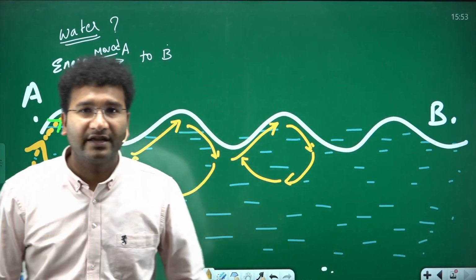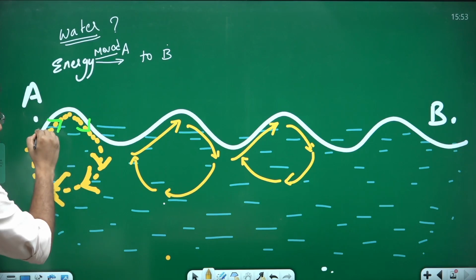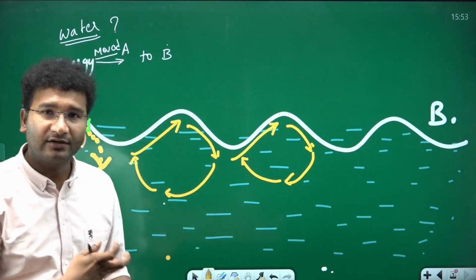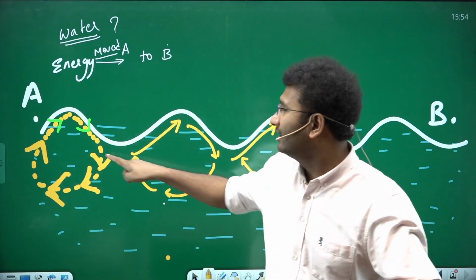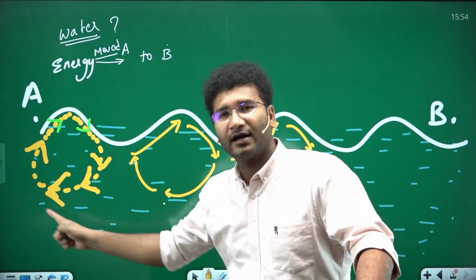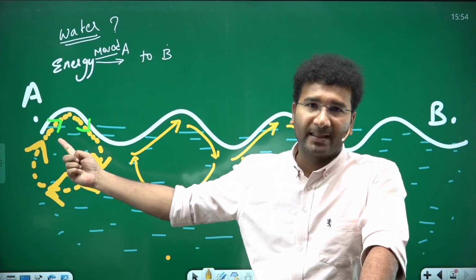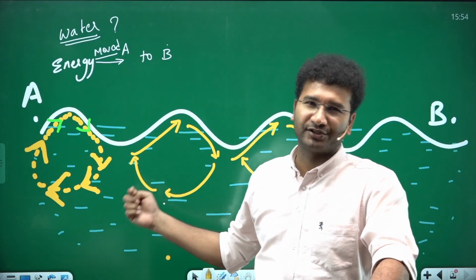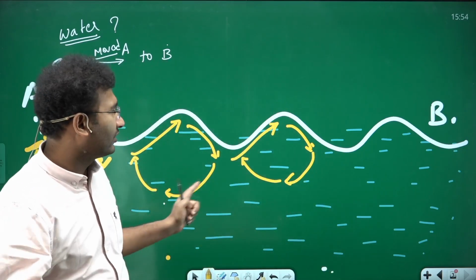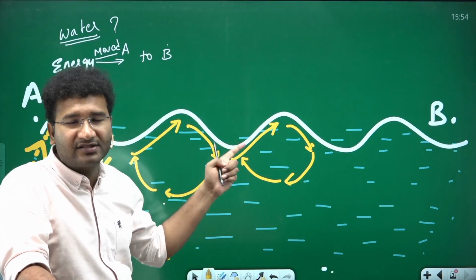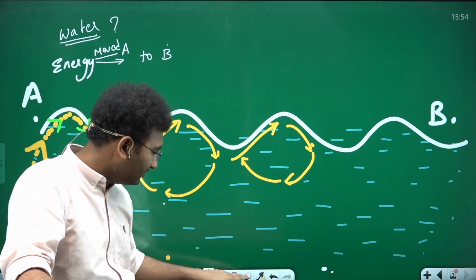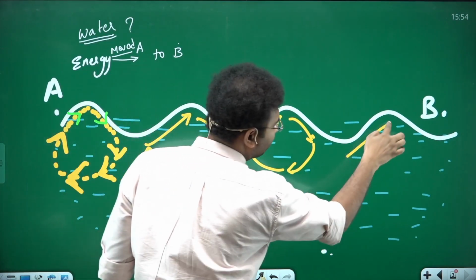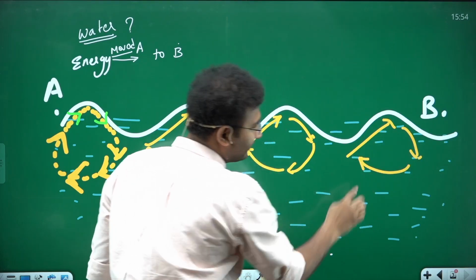So always in a wave, the water from point A will not move to point B. Okay, how does the water move? The water will only rise, fall, and come back to the same position. Right? So in this manner, the water moves in a circular motion. This is what waves are.